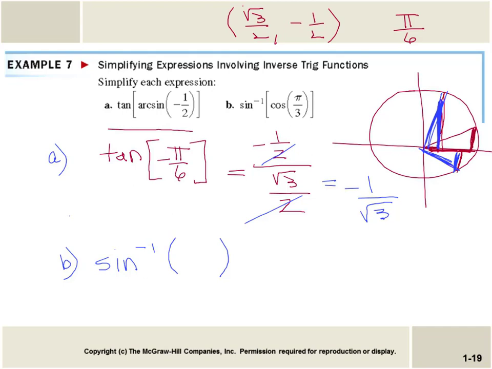Right. Which one's smaller, the square root of 3 over 2 or 1/2? 1/2. Right. So the cosine of pi over 3 has to be 1/2. Because the x is smaller. Right. Does that make sense or no?